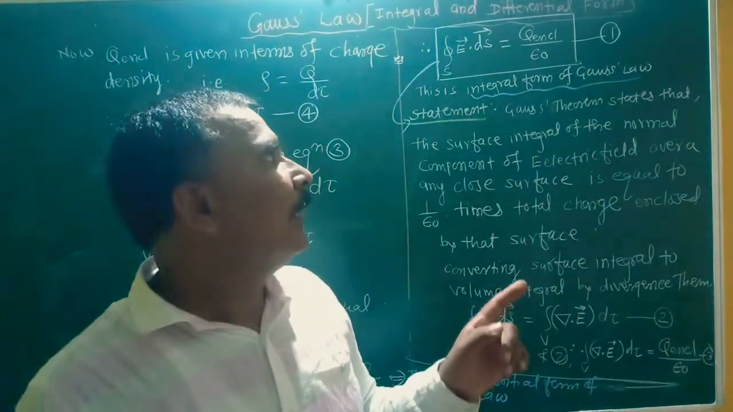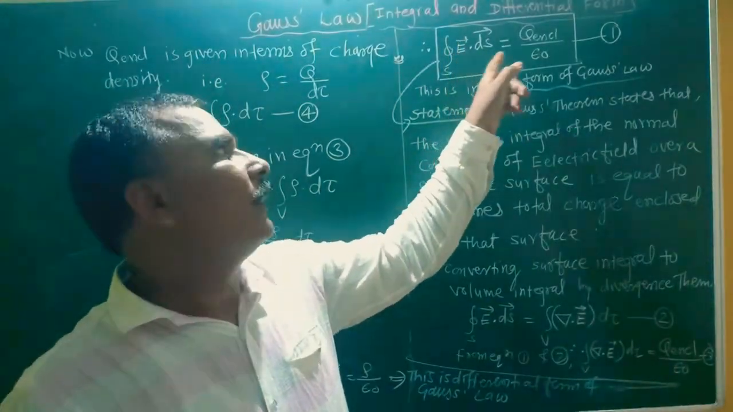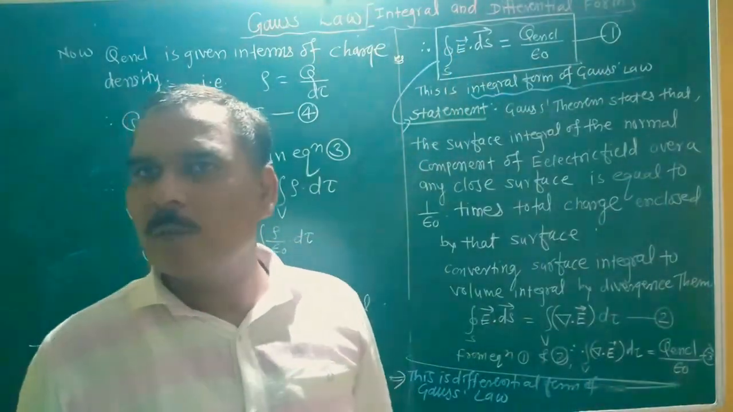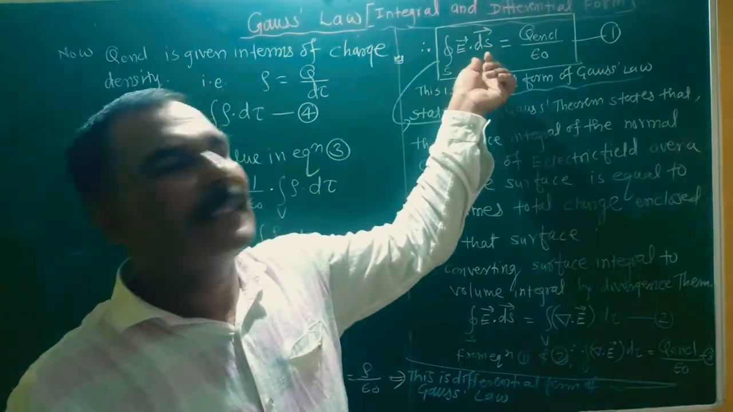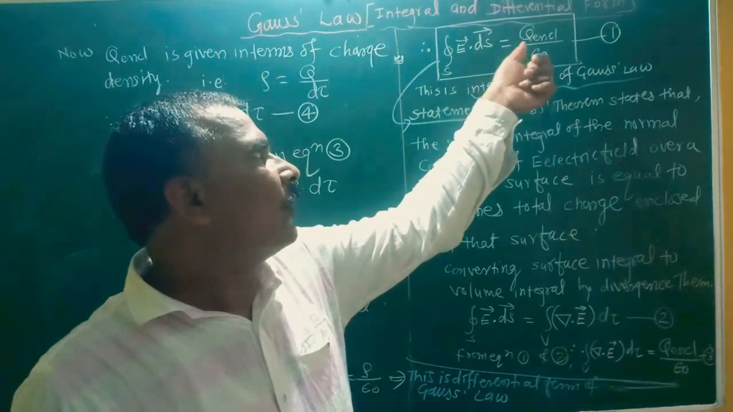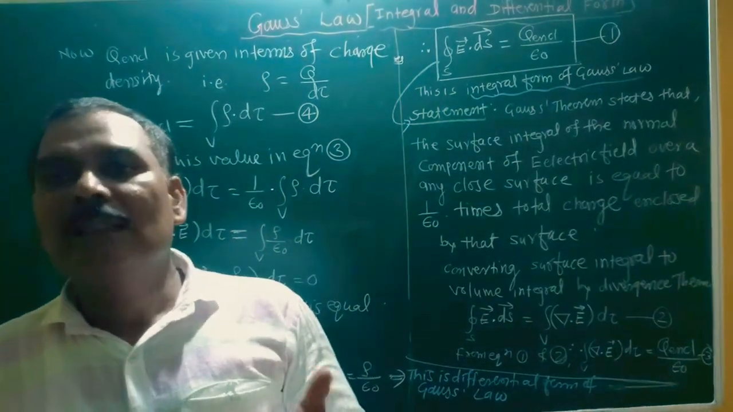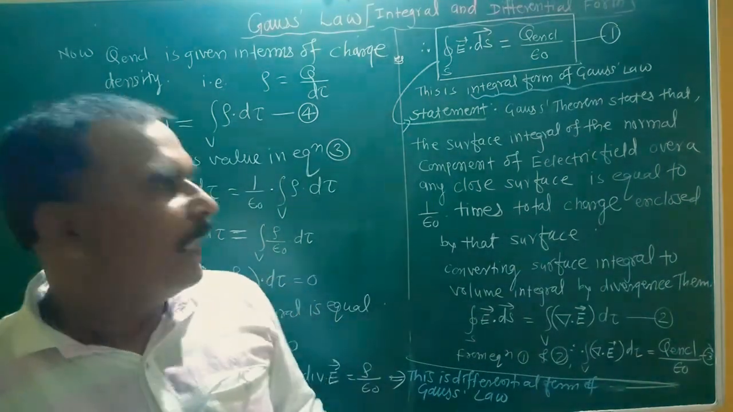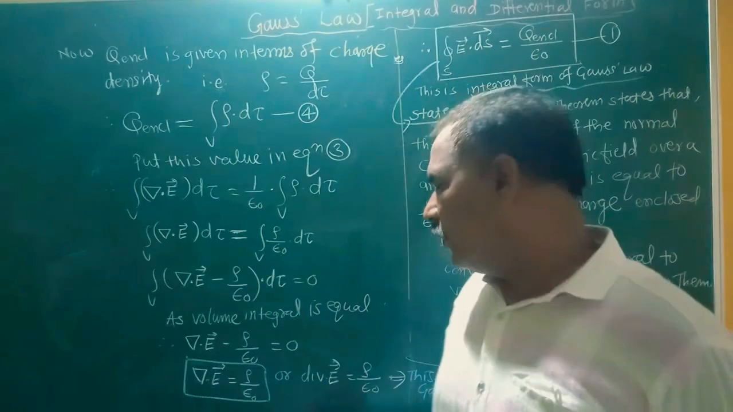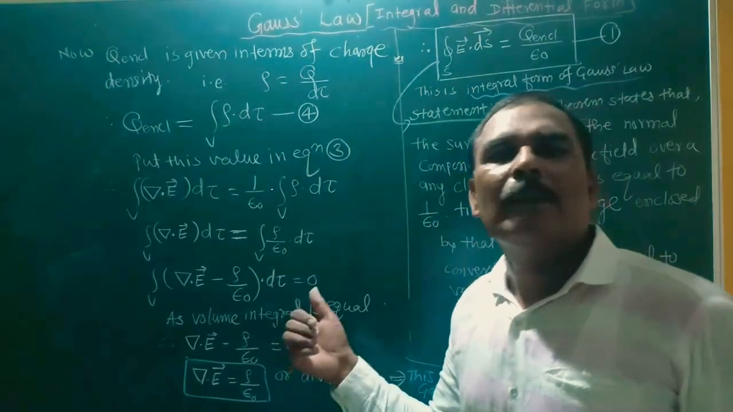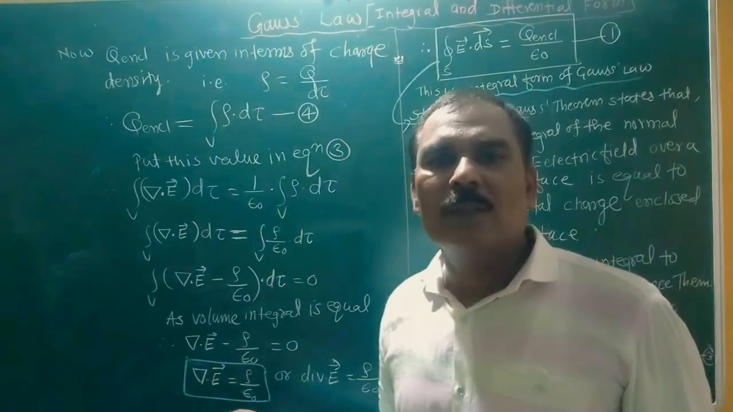What is the statement? Surface integration of E bar dot ds bar is equal to Q enclosed upon epsilon 0. It means the surface integration of the normal component of electric field intensity is equal to 1 upon epsilon 0 times the total charge enclosed in that surface. This is very important. The integral form is this one, and the differential form is divergence of E is equal to rho upon epsilon 0. Many times a multiple choice question may be asked: what is the differential form of Gauss law?